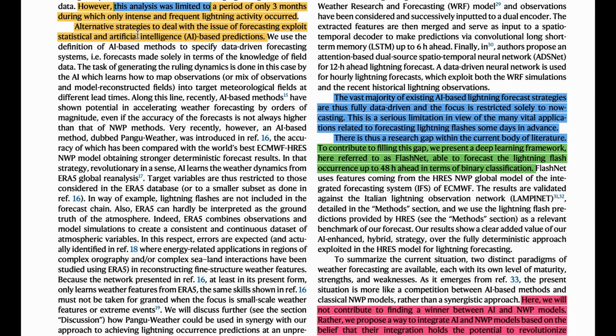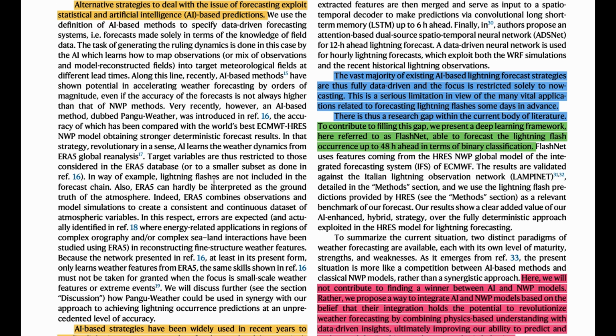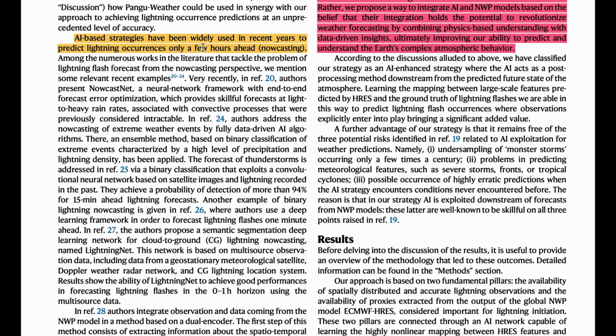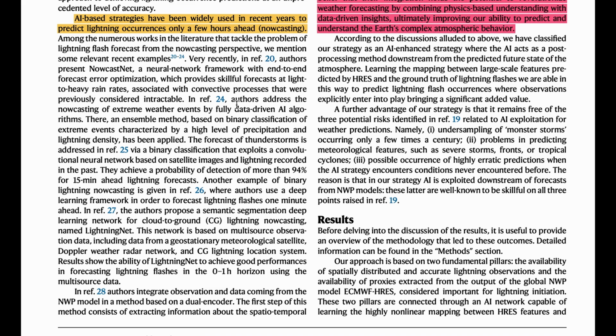Then they suggest alternative strategies to deal with the issue of forecasting: exploit statistical and artificial intelligence AI-based predictions. And they describe what the alternatives were. Then they describe that AI-based strategies have been widely used recently to predict lightning occurrences only a few hours ahead, which is called nowcasting. Only a few hours ahead. So current lightning prediction techniques are only able to predict lightning before it occurs a few hours ahead. That's another gap in the research.